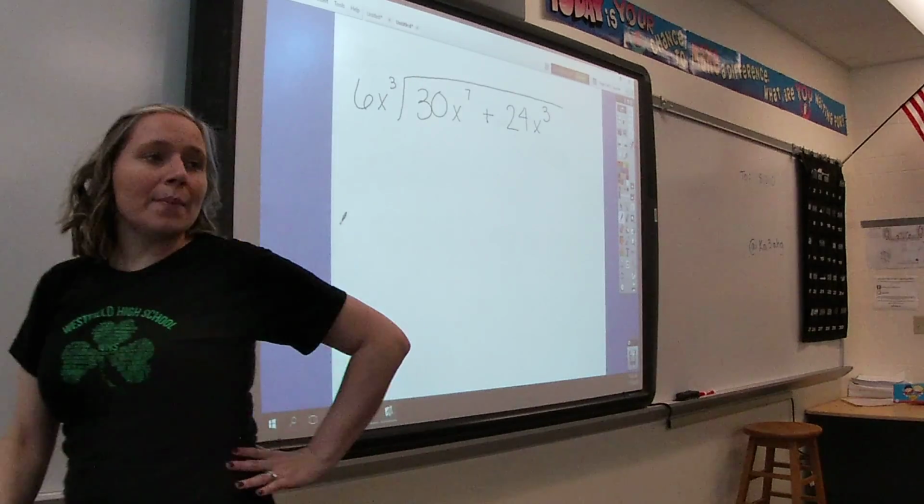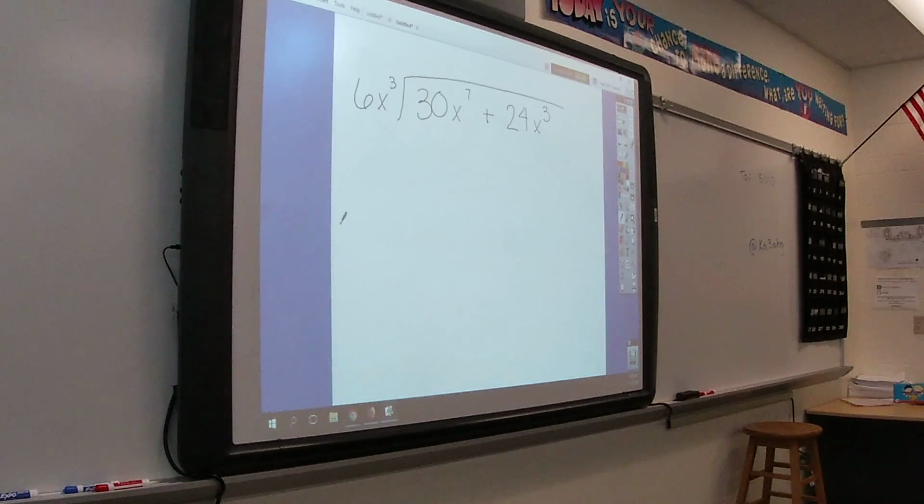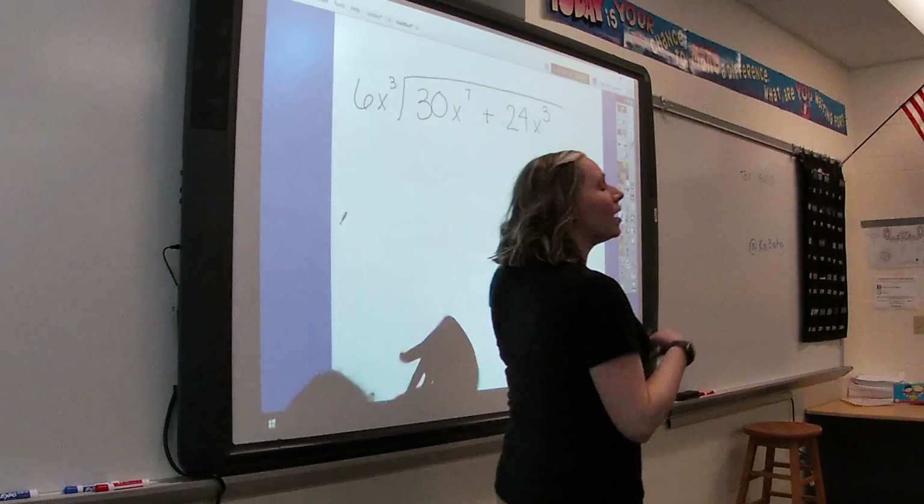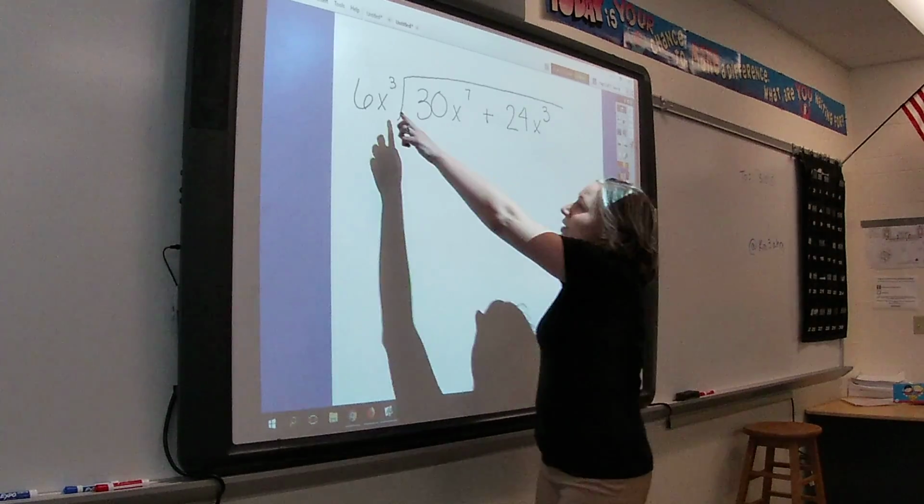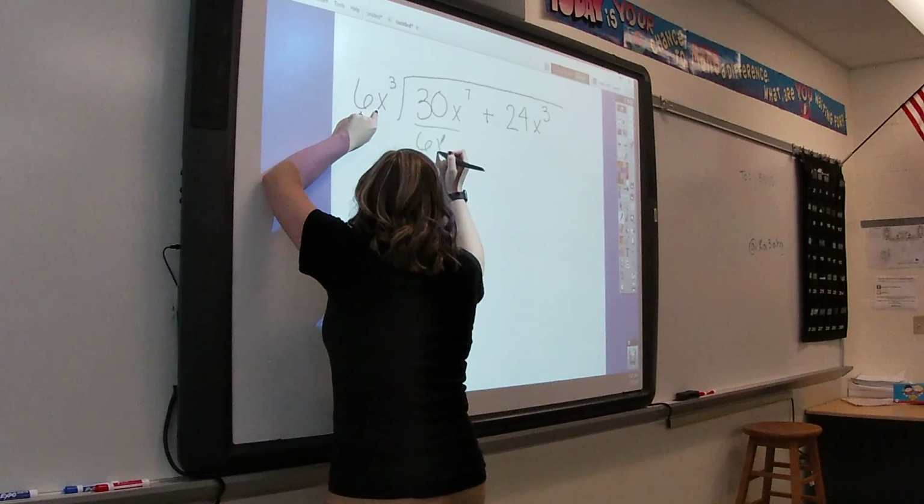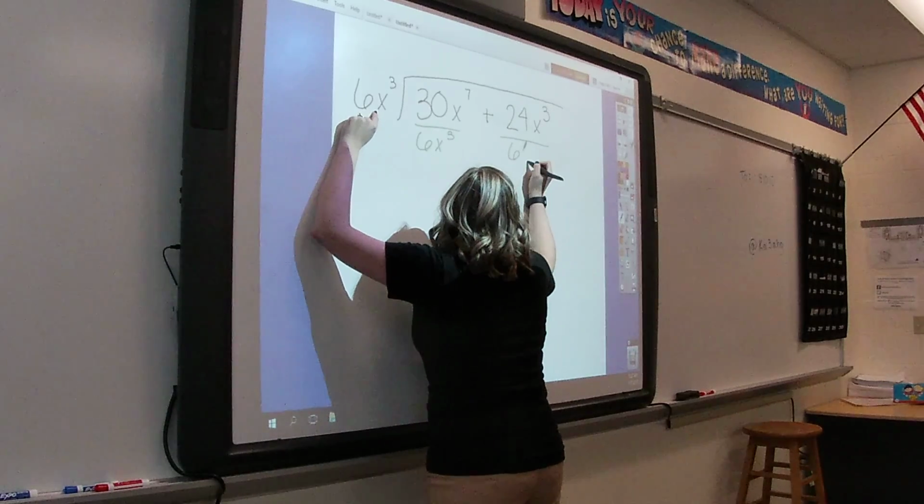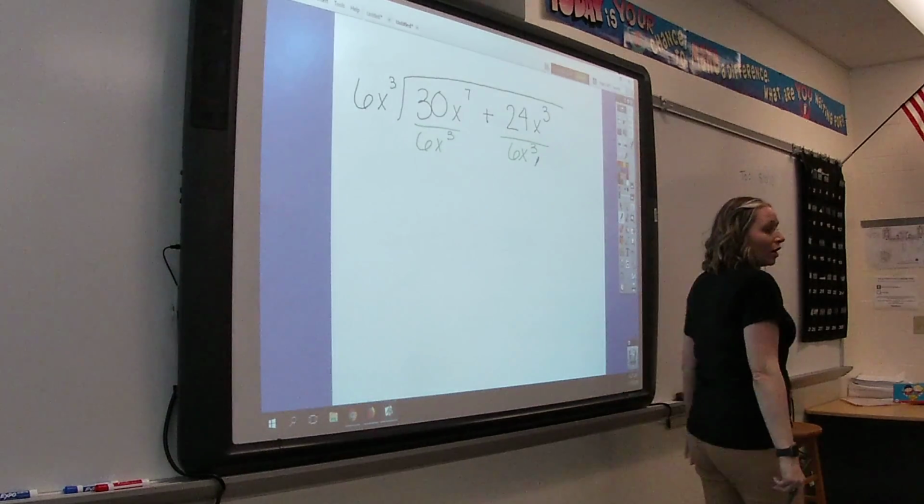And we're going to divide that by 6x to the 3rd. Are you allowed to rewrite it? Absolutely. So my suggestion is, regardless of what this division sign looks like, do the same thing that we did on the first problem, and just take this 6x to the 3rd and give it to each of the terms.